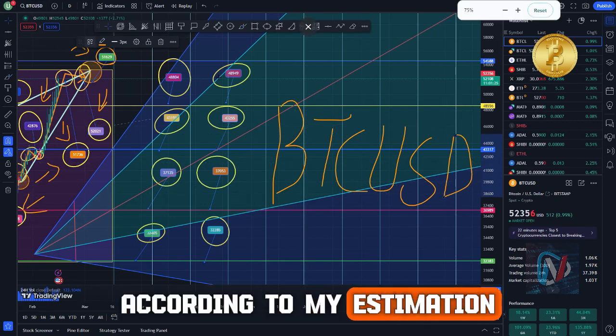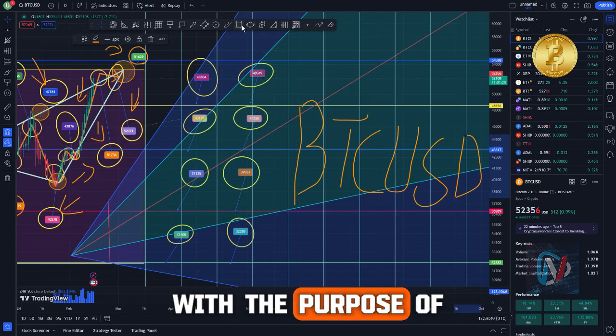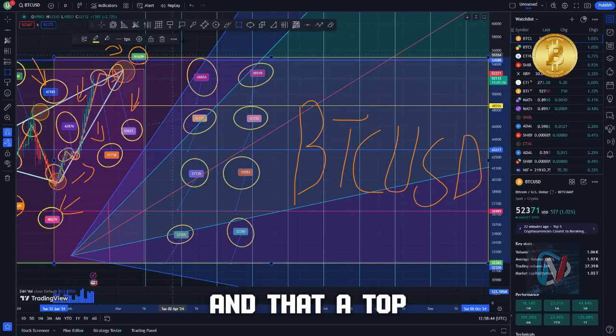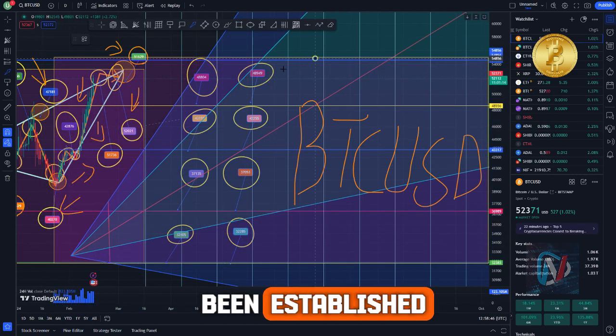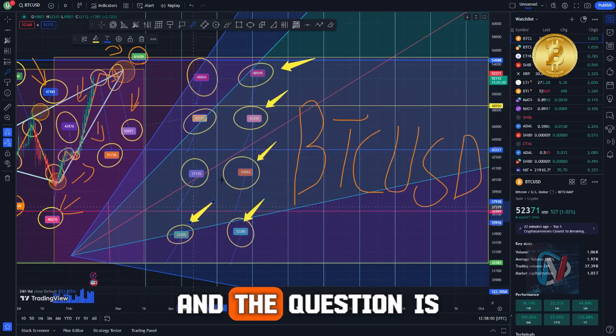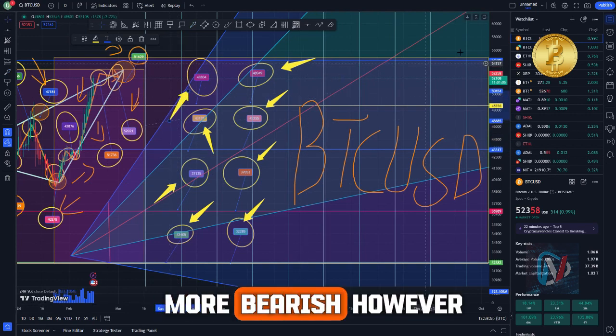According to my estimation, it practically takes a break below that trend line, with the purpose of establishing that the fourth circle wave is finally unfolding and that a top of some kind has been established. At that point, we will be able to track. And the question is, is that circle wave 4, or is it something more bearish?